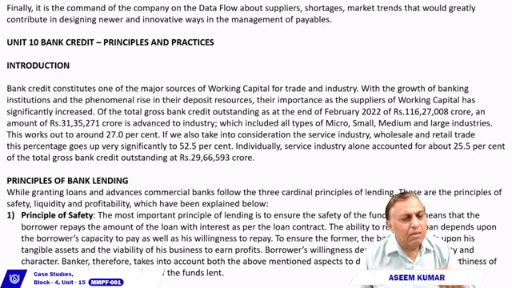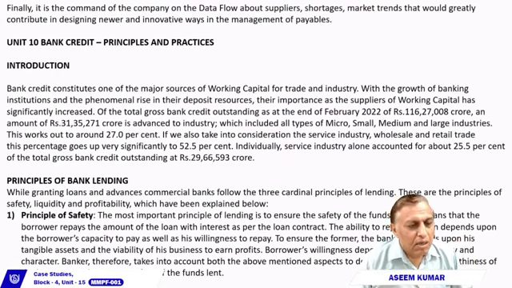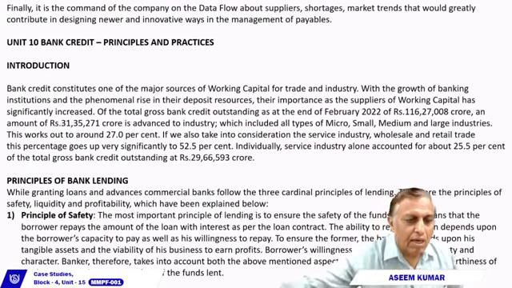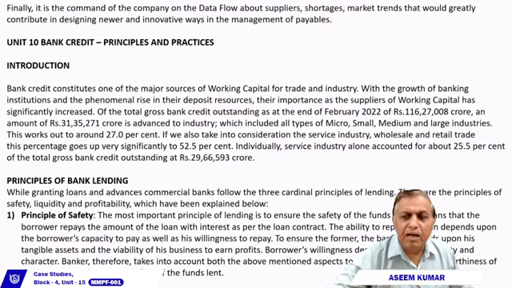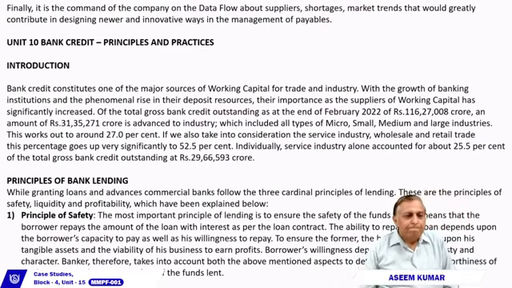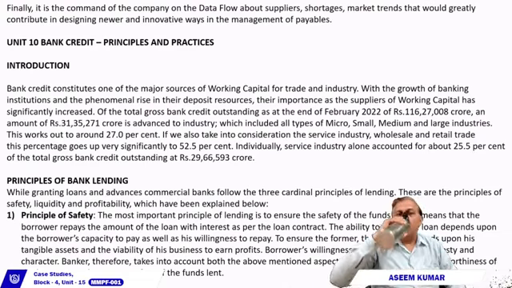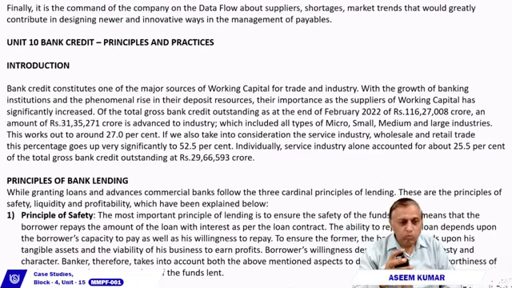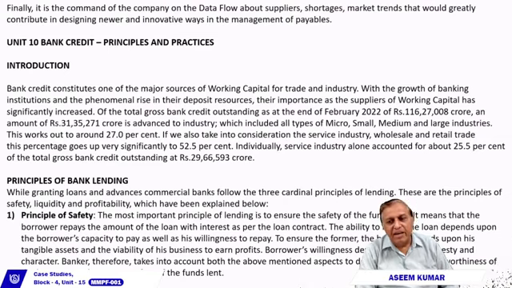Before we go for bank lending principles, we have to look at what are those cardinal principles which we have to look at to give bank lending to the vendors. So while granting loans and advances, commercial banks follow the three cardinal principles of lending. These are the principles of safety, liquidity, and profitability, which have been explained below.